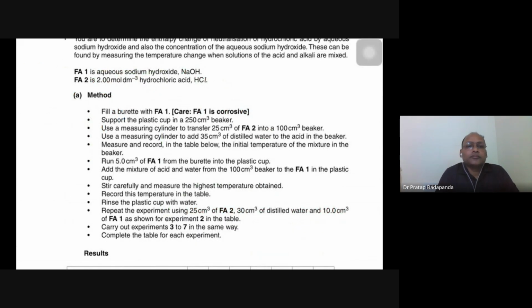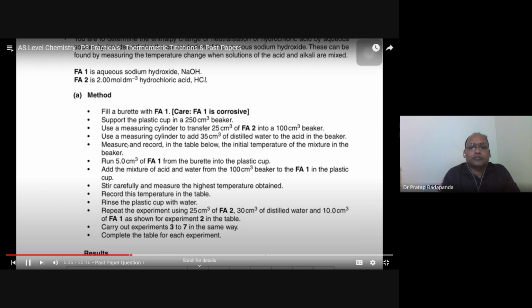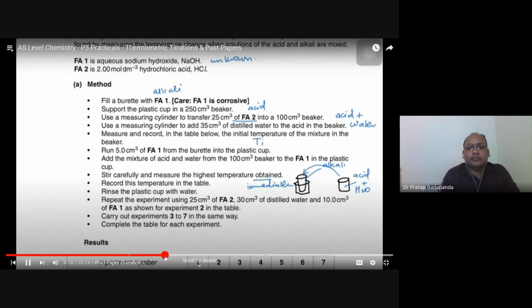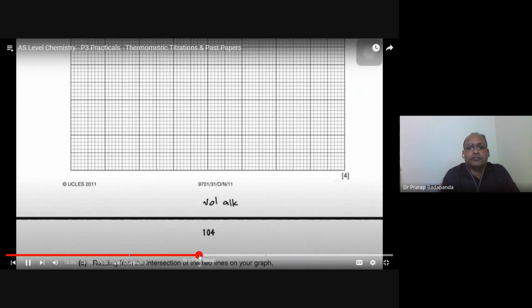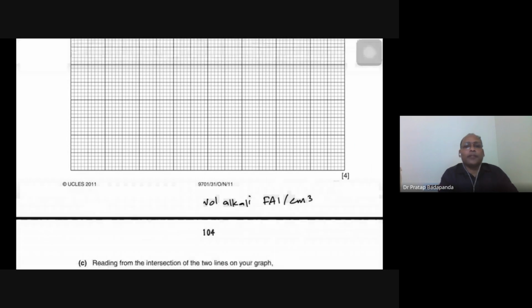So now let's continue this past paper question. It says you are to determine the enthalpy change of neutralization of hydrochloric acid by aqueous sodium hydroxide. Measure and record. Rinse the plastic cup. Repeat. Volume of alkali, or you can say FA1 / cm³, comes here.